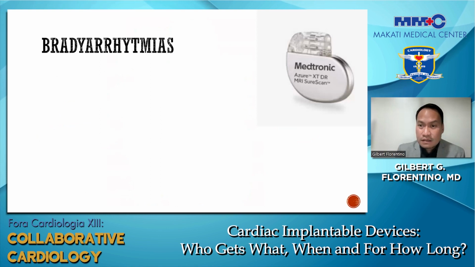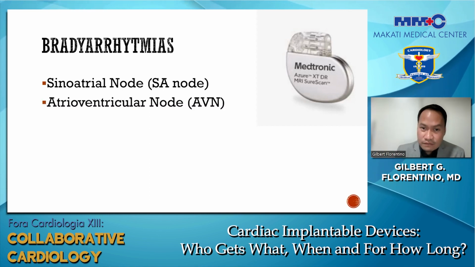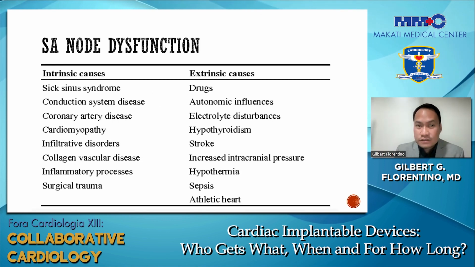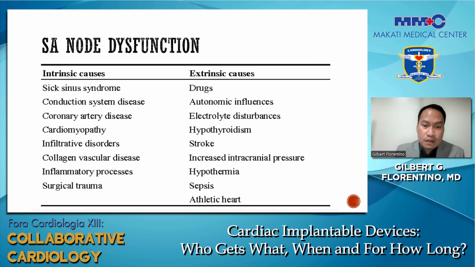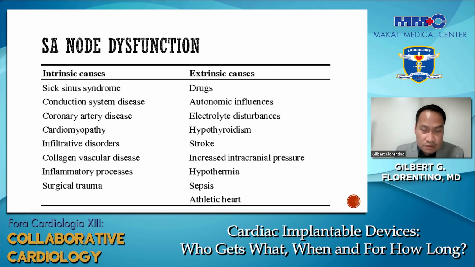So bradyarrhythmias can be simply divided into two. It can be sinus node dysfunction from a diseased SA node, or AV block from the AV node. This also covers the infra-Hisian block as well. For sinus node dysfunction, it's very important to determine its causes. It can be intrinsic, extrinsic, and can be reversible as well.